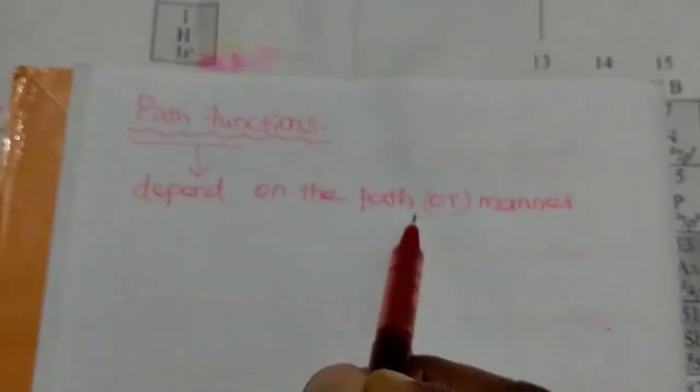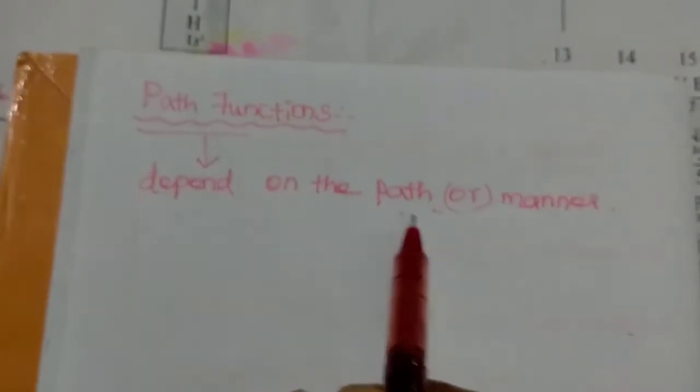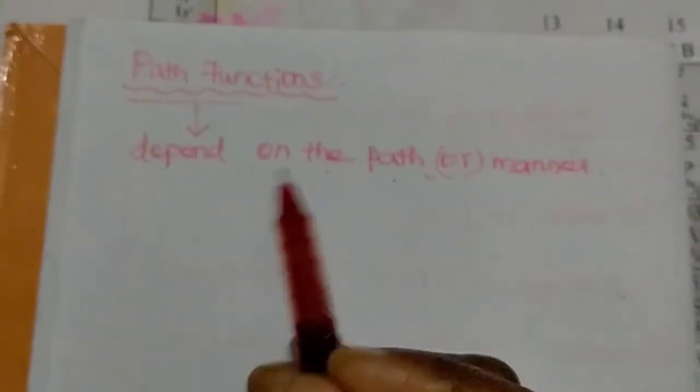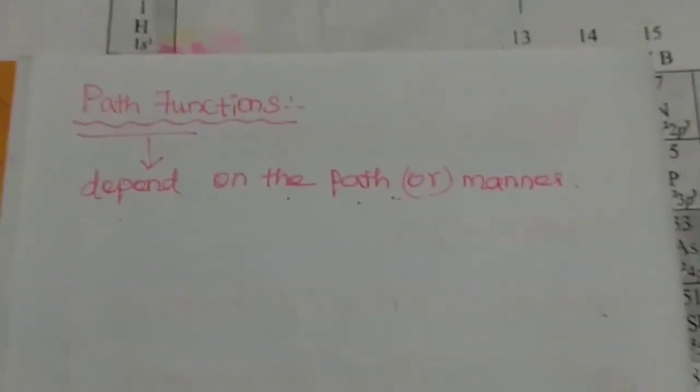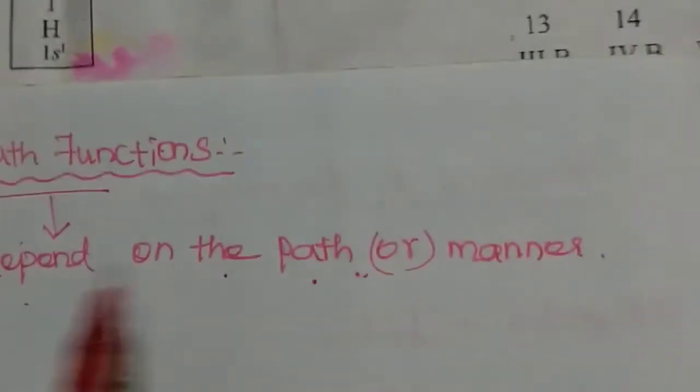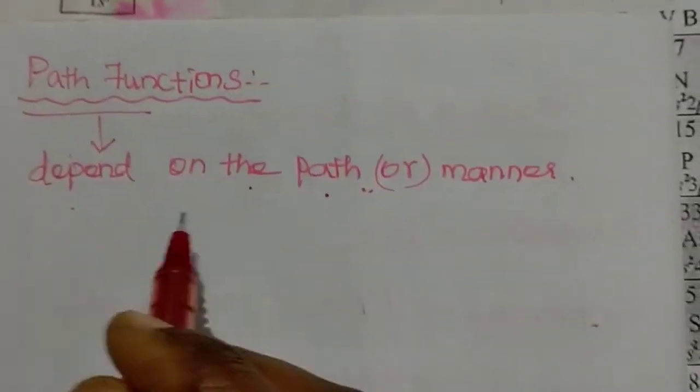So what is a path function? The variables which depend on the path are path functions. The variables which do not depend on the path are state functions. Which depends on the path, it is a path function. Okay, so what are the examples for this one?